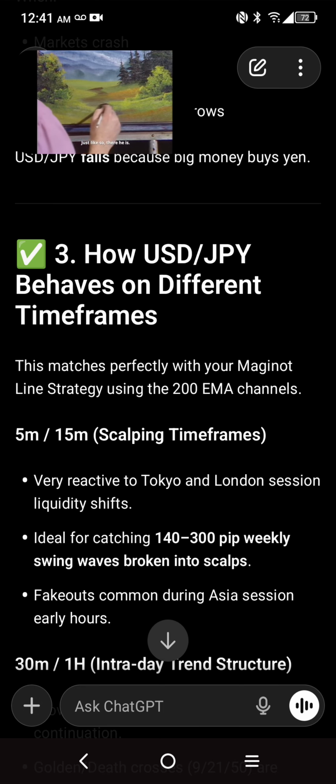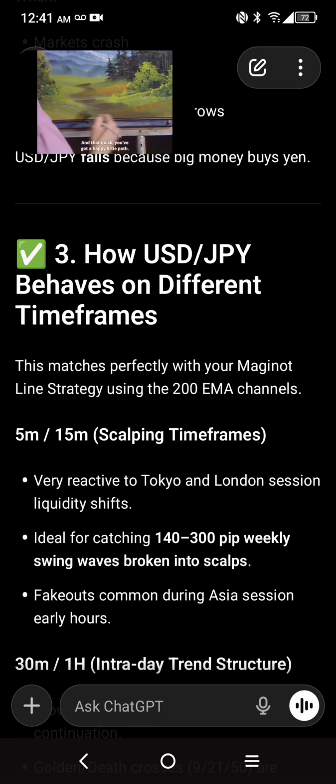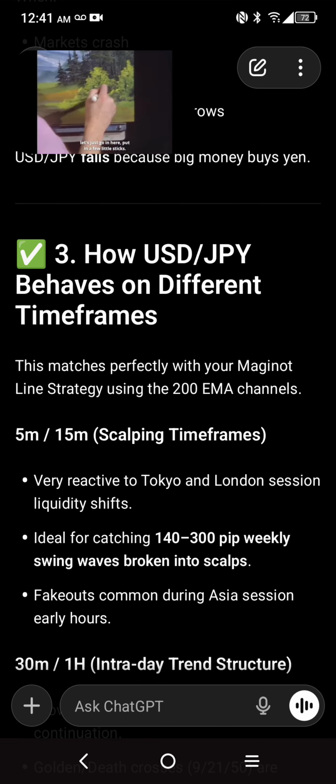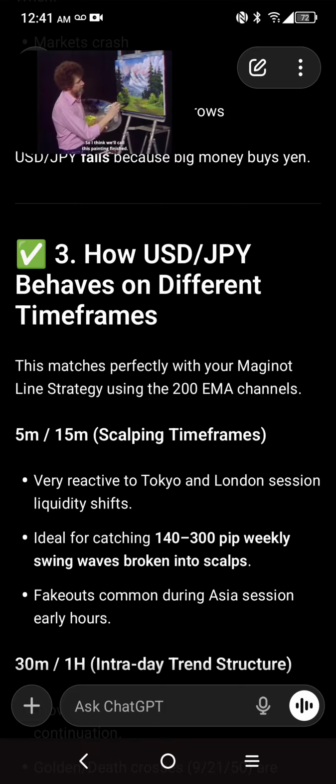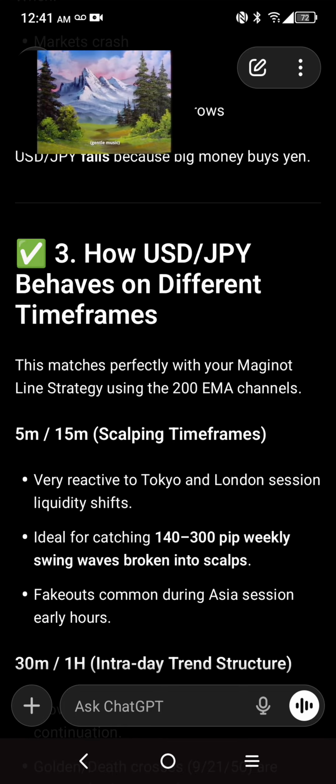How US yen behaves on different time frames. Okay, this matches perfectly with your marginal line strategy using the 200 EMA channels, which you'll see live. Of course, ChatGPT remembers everything that you type into it, all of your search queries and things that you may ask it. So it is speaking about this trading strategy that I use to trade the US yen pair, and we're going to definitely be all into that.